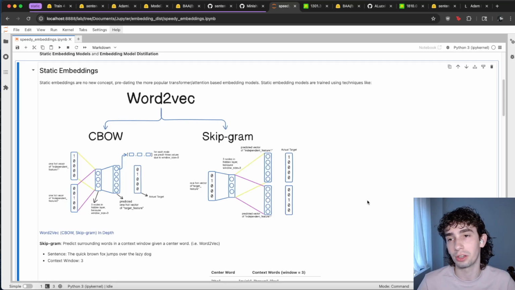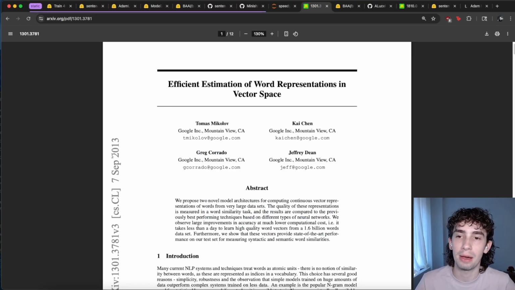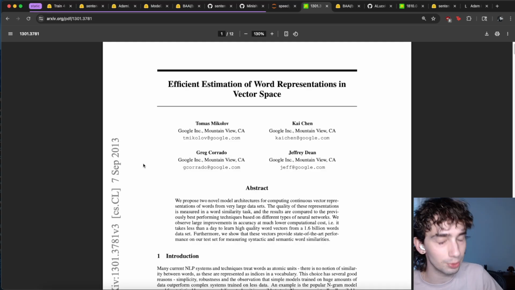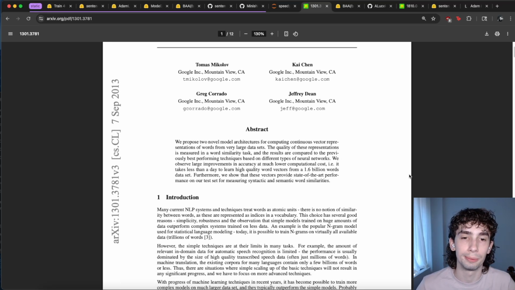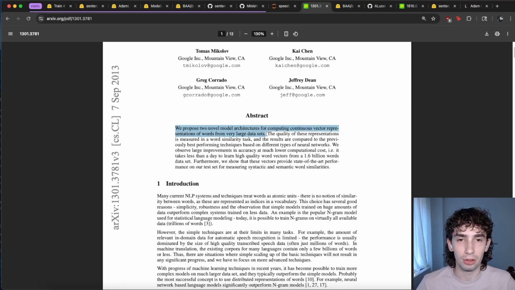So the first thing that we're going to go over is what are static embeddings. And to do this, we're going to look at one of the earliest, most popular static embedding models, Word2Vec, which came out in September of 2013, which in AI years seems ages ago, and is a cool model that came once again out of Google. And so what Google showed is two novel model architectures for computing continuous vector representations of words from very large datasets, or essentially being able to take large corpuses of text and training a model to be able to effectively represent the text as numbers.